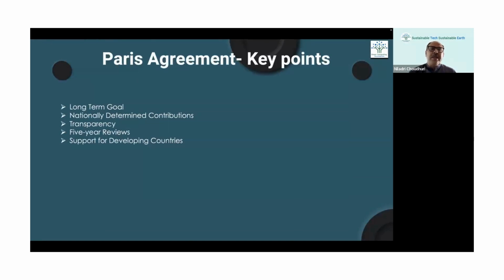So the key points in the Paris Agreement is the long-term goal. We have to move from short-term gains to long-term benefits. There have to be nationally determined contributions, and you must have seen in COP28, which happened just last month, many countries have pledged funds that they are going to provide for such green transitions. There has to be transparency. Every country has to be transparent in terms of stating where they are and how they are improving and where things are not going as per plan.